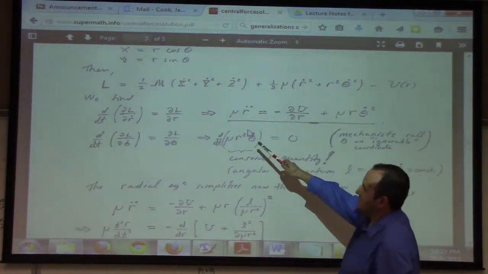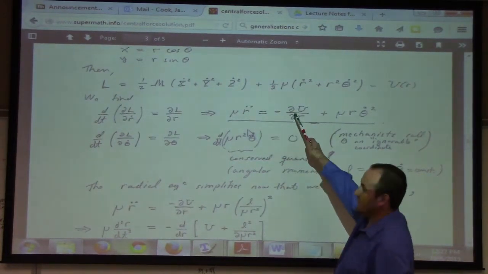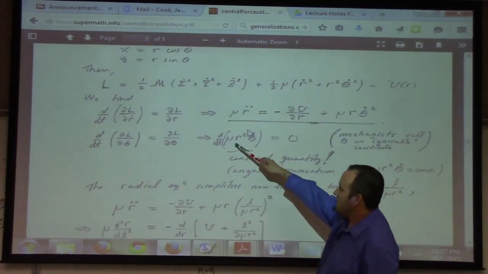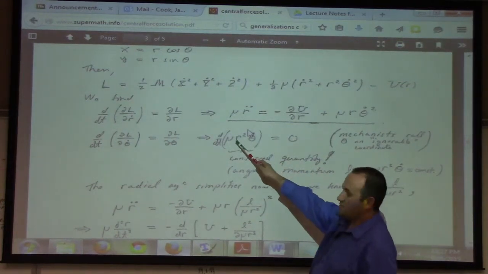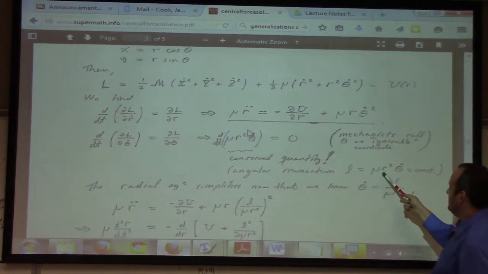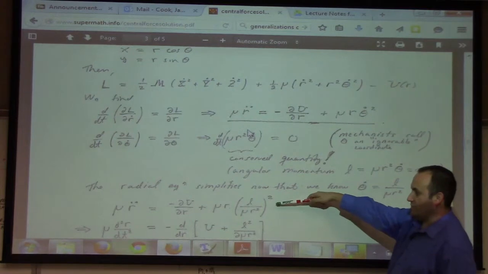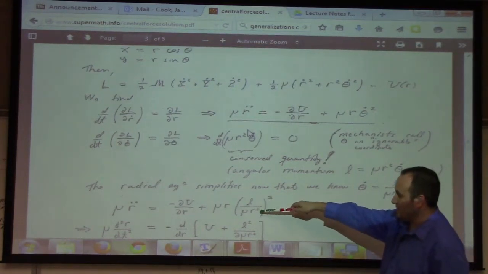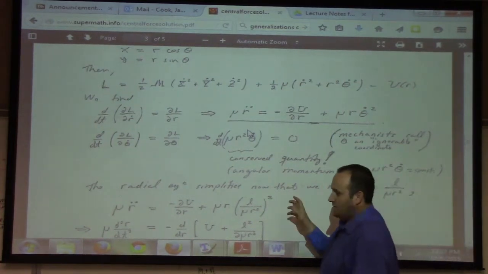So you look at the Euler-Lagrange equations, and you get mu r double dot is equal to minus partial u partial r plus mu r theta dot squared, and then you get d/dt of mu r squared theta dot is equal to 0. This shows that the angular momentum is conserved. So you can say L is equal to mu r squared theta dot, and then you go back to the radial equation, which is this: mu r double dot equals minus partial u partial r plus L squared over mu r cubed. So here's one of your homework problems.